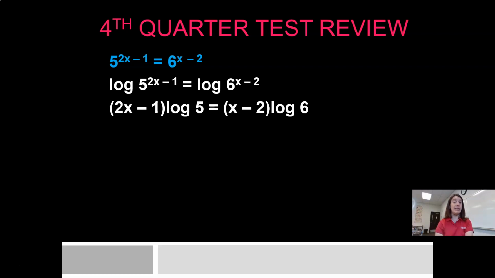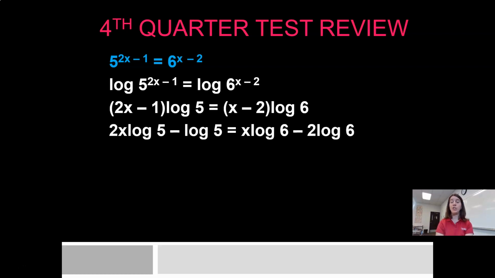So how do I proceed to solve at this point of the question? We're going to have to get rid of those parentheses, so we're going to distribute. On the left-hand side, if I distribute log 5 in, that gave me 2x log 5 minus 1 log 5, or just log 5, equals, then on the right-hand side, when I distribute log 6 in, I have x log 6 minus 2 log 6.